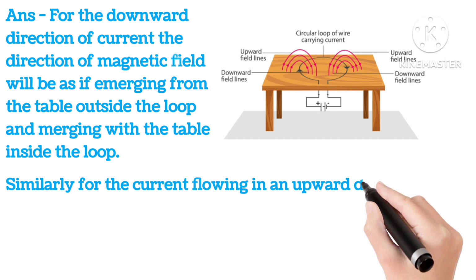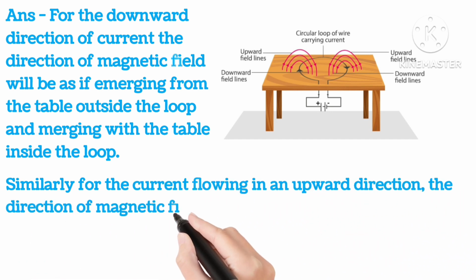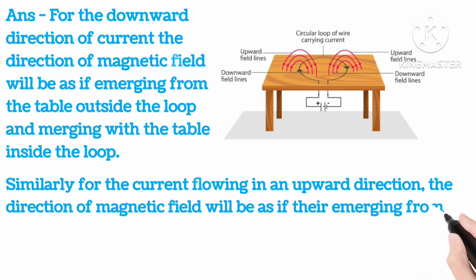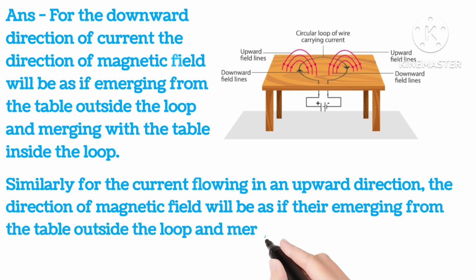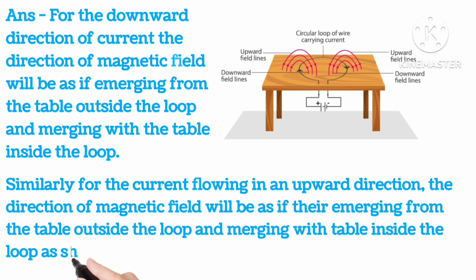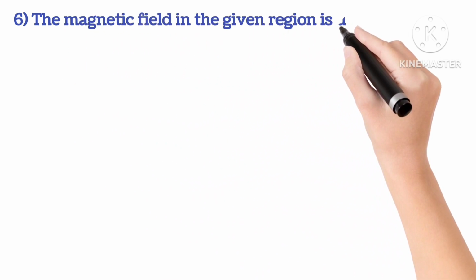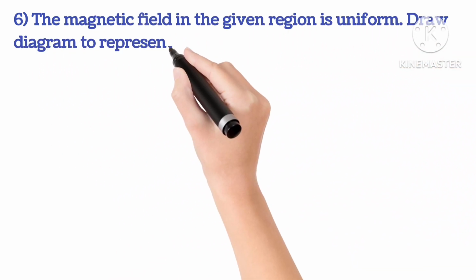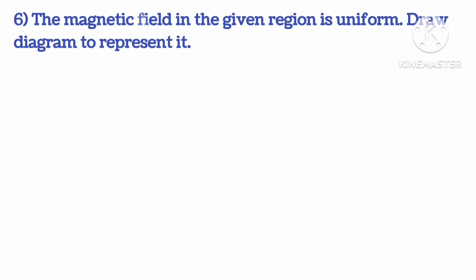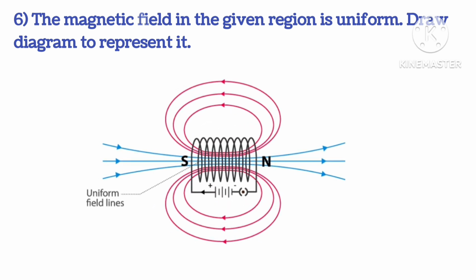Similarly, for the current flowing in an upward direction, the direction of the magnetic field will be as if emerging from the table outside the loop and merging with the table inside the loop, as shown in the figure. The magnetic field in a given region is uniform. Draw a diagram to represent it. You can see the diagram here.